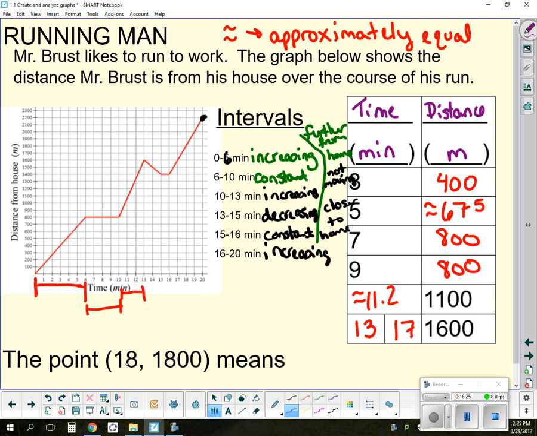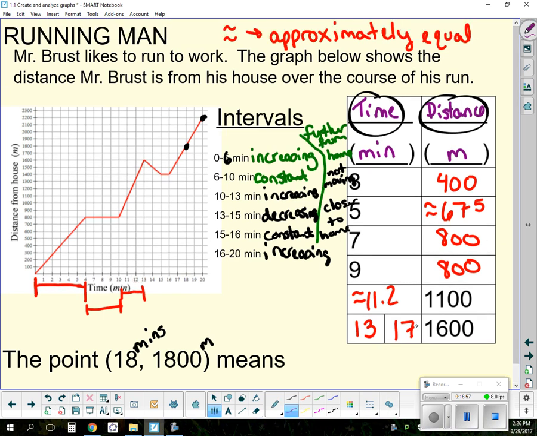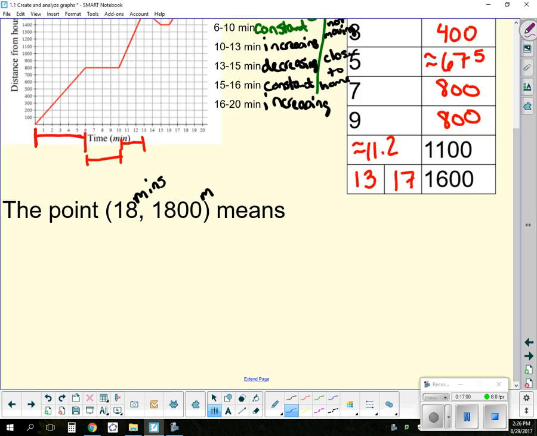Question: the point (18, 1800), what does that mean in relation to this graph? Well, 18 we know would be our x value, so that would be our time. So we're talking about 18 minutes. What's 1800 represent? That would be your distance. So 1800 would be this point right here. This would be meters. And what does that mean, actually? Write yourself a little sentence. You will be asked to do this.